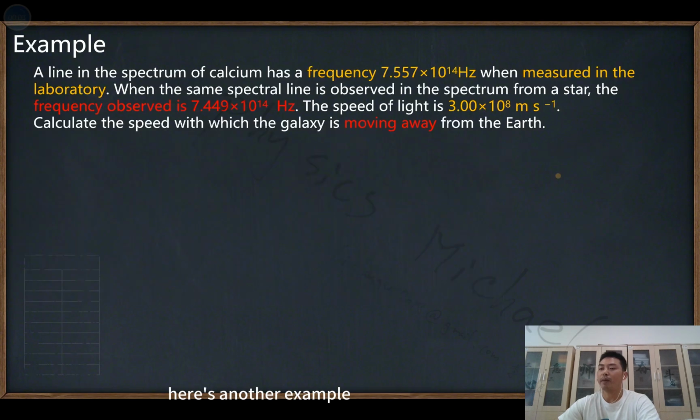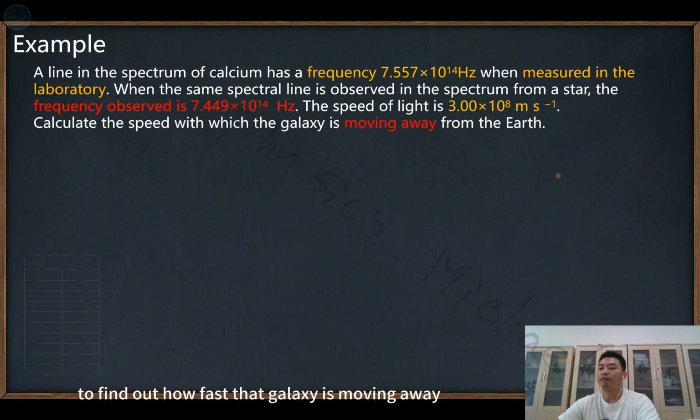Here's another example. Suppose a line in the spectrum of calcium has a frequency of 7.557 times 10 to the power of 14 Hz in the lab. But when we look at the star, we see it as 7.449 times 10 to the power of 14 Hz. The speed of light is 3.02 times 10 to the power of 8 meters per second.